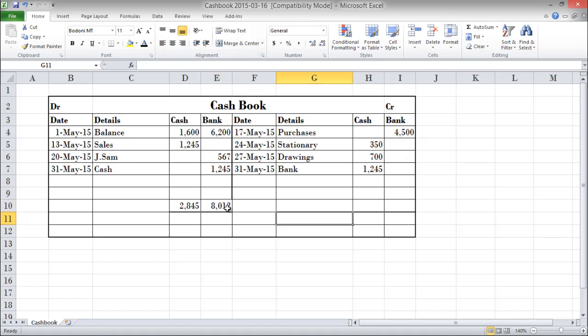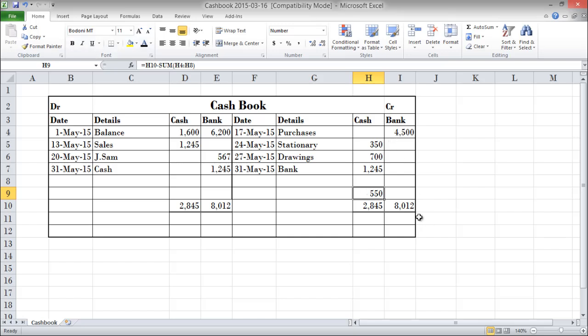The second step you need to do is take these two totals and just drag it over to the credit side. These should always agree. You can't have a different number here than the one that's in here. They should always be the same. After this, what you need to do is subtract all these from this total. So you say 2,845 less 350 less 700 less 1,245, which will give you 550.